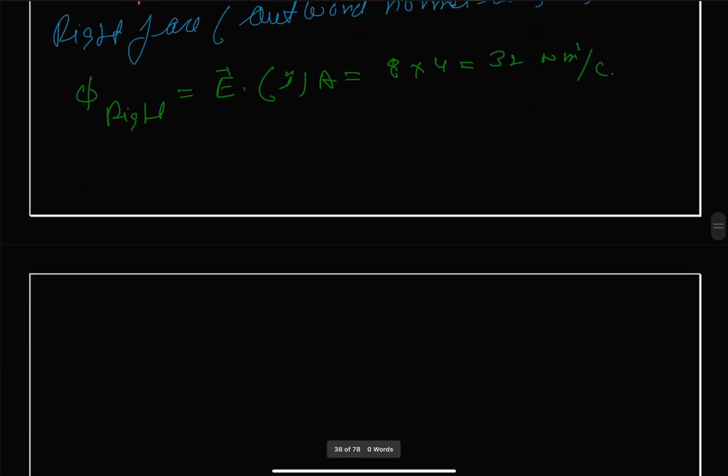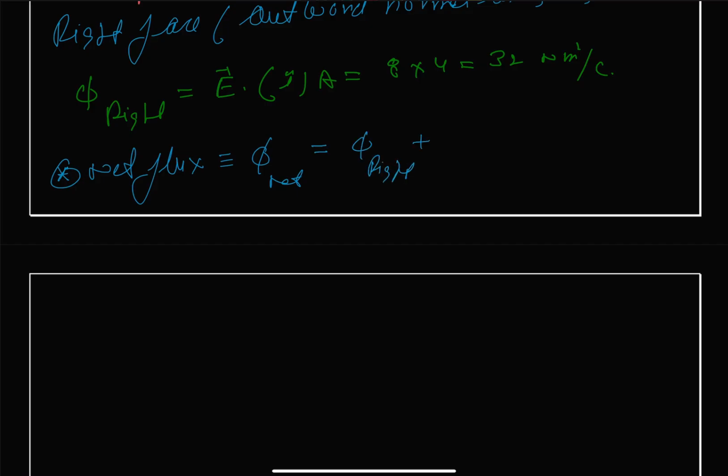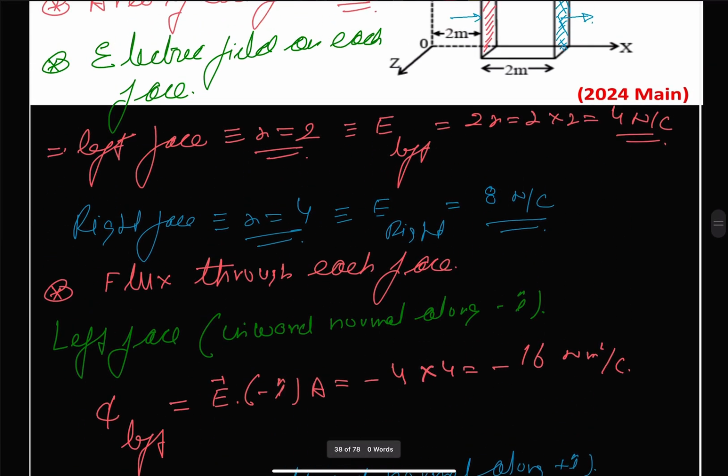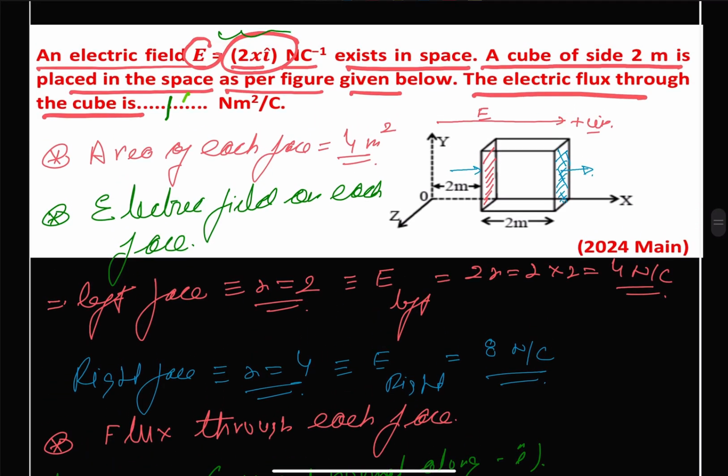Now we can easily find out the net flux, which is our algebraic sum. Net flux, let us call this phi net, will be equal to phi for the right plus phi for the left. Right is our 32, left is a minus 16, so this comes as 16 Newton meter square per coulomb. Okay, so answer is 16. Next question.